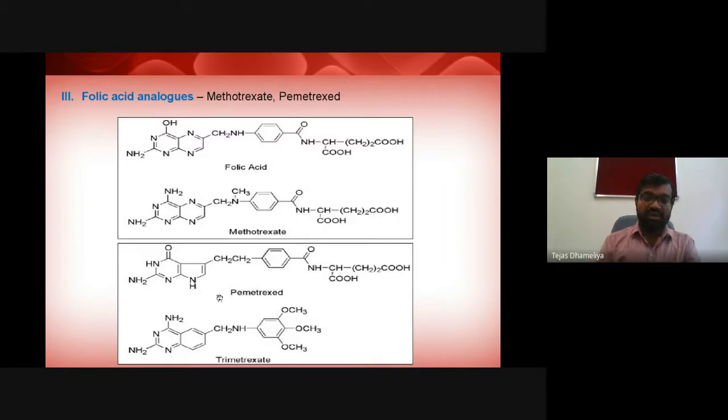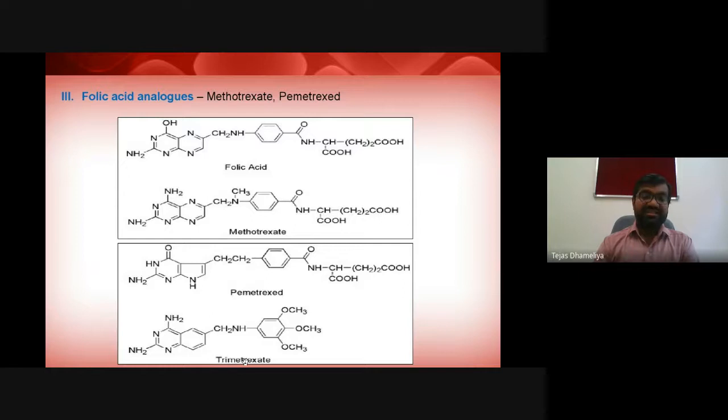One more drug in this category is pemetrexed, and also trimethoprim. There is a lot of structural difference: here it was a 6 member ring, but now it is converted into a 5 member ring. Not only that, the OH in folic acid is converted into a ketone. That is one more difference in the structure of folic acid versus pemetrexed.